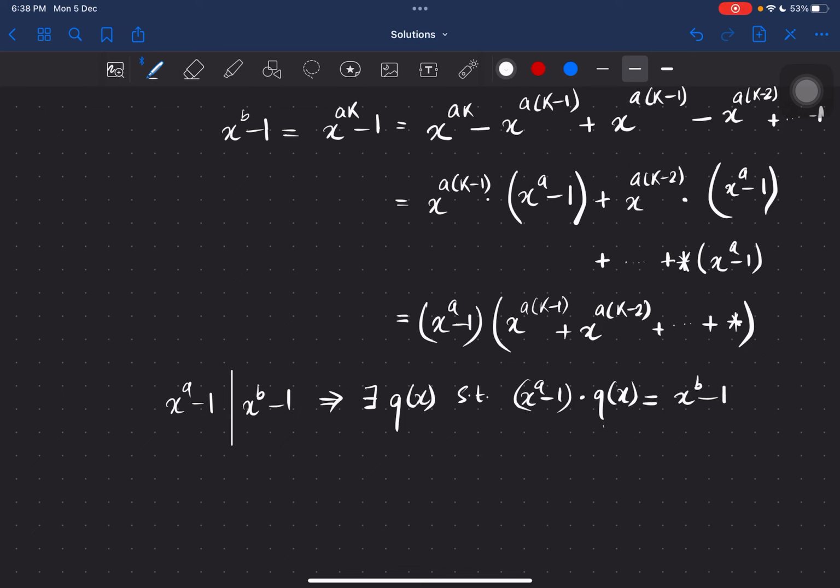But q(x) has some expansion, right? It is a monic term, so the leading term is x^n. The coefficient is 1 because the leading coefficient of x^b - 1 is 1. So plus some a0 x^(n-1) and so on. Maybe the last term is some scalar, you can adjust the scalar.